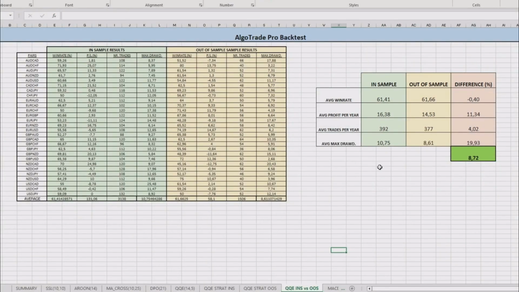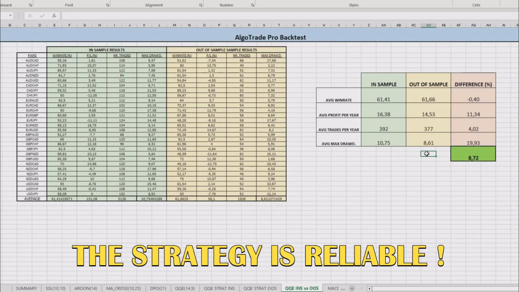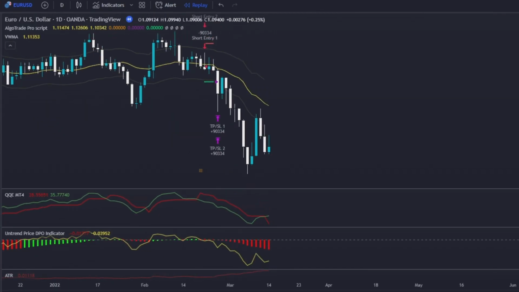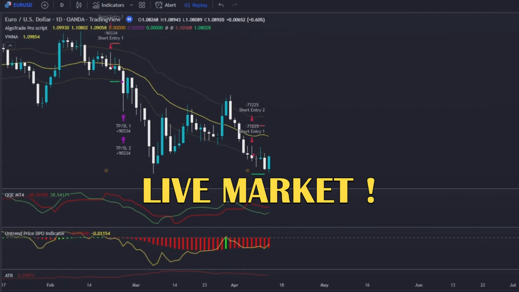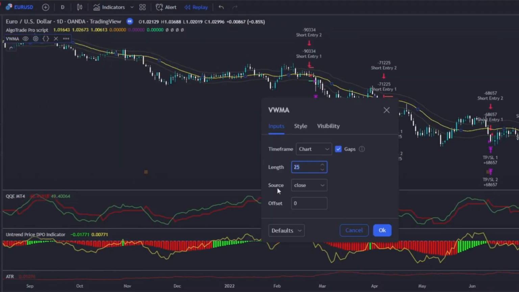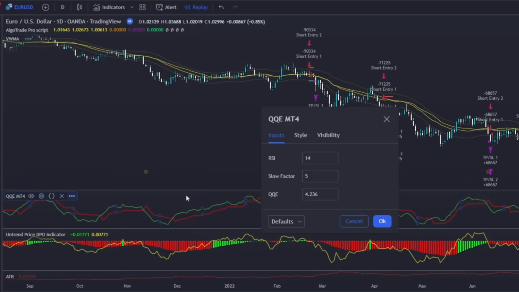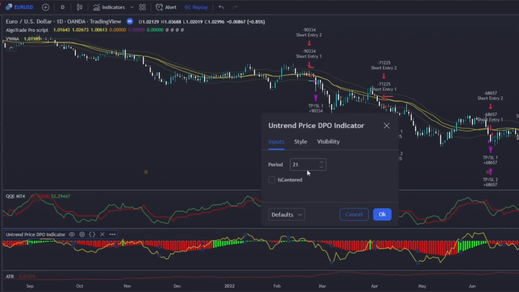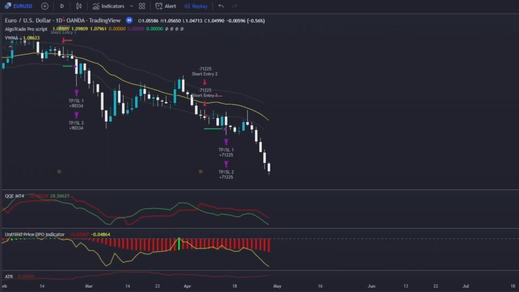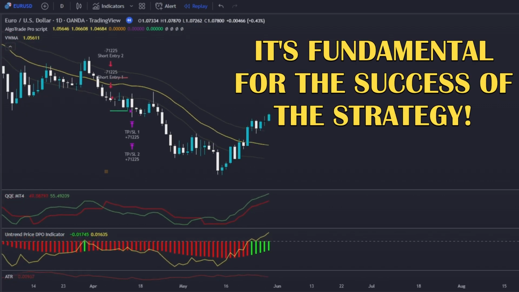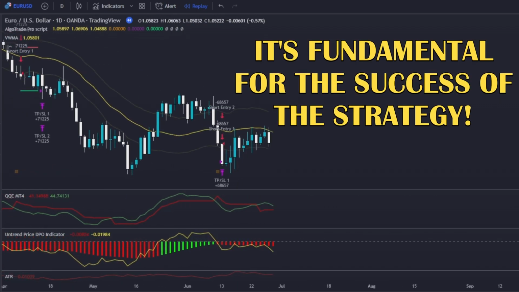As you can see, the stats difference of both samples on average is below 10%, so we can conclude that the strategy is reliable and the results we had on the backtest will probably continue to be the same on the live market. If by some way the results had a difference above 20%, we would have to change the settings of one or more indicators in order to try to keep similar performance in both samples. Although this step seems easy and simple, it is fundamental for the success of the strategy in real market conditions.